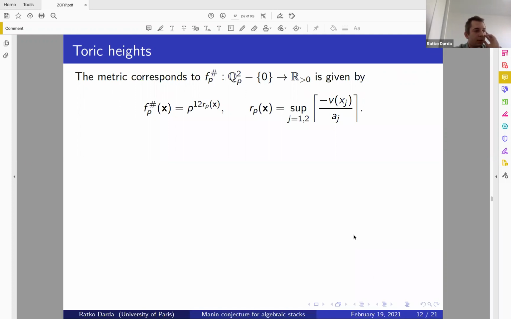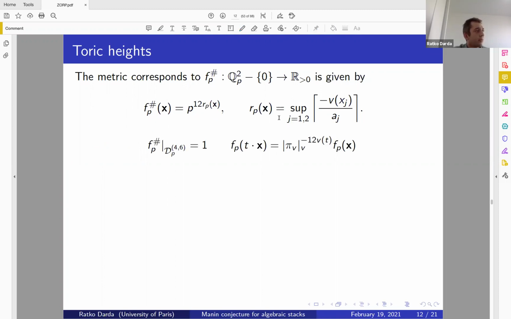Now, if you remember, I said that metrics correspond to functions from Q_p squared minus 0 to R bigger than 0, such that this is satisfied. And you can calculate this function for the metric that we have obtained. It's going to be precisely this.